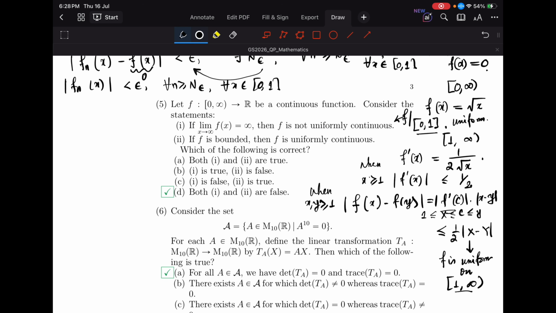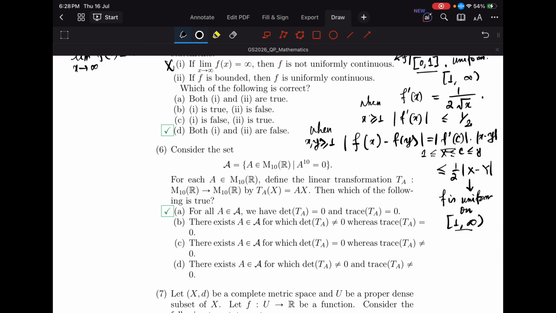And also root x satisfies the given condition that limit x tends to infinity, f of x is infinity, right? Because limit x tends to infinity, root x is also infinity. So that option is not correct, because it is saying that then f is not uniformly continuous. Now, if f is bounded, then f is uniformly continuous.